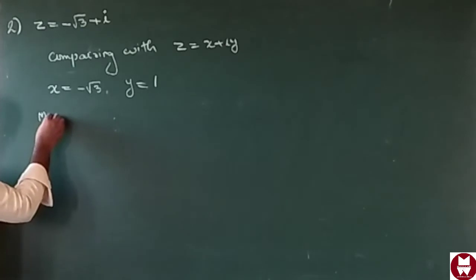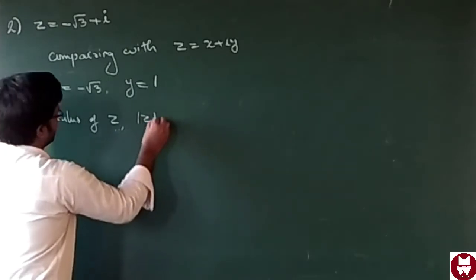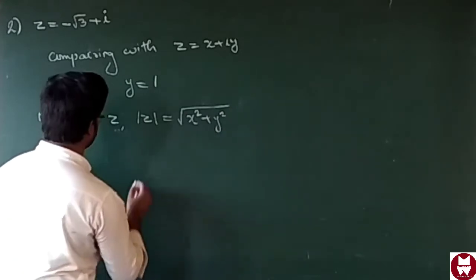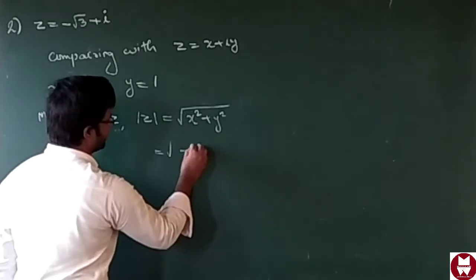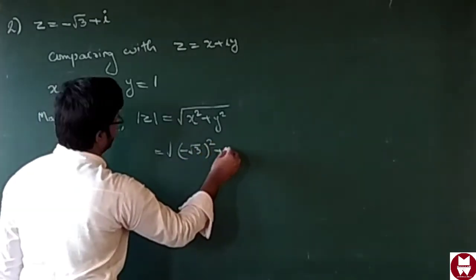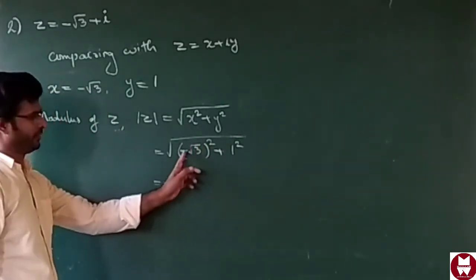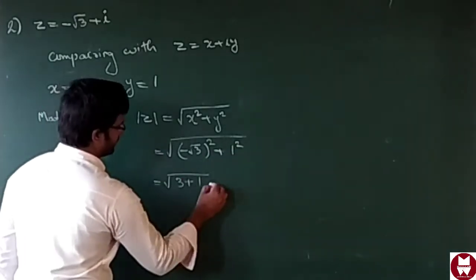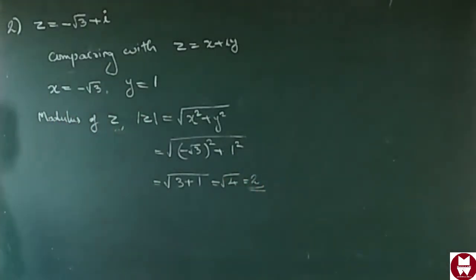Then modulus of z, you can write, modulus of z equal to square root of x square plus y square, equal to square root of minus root 3 all square plus 1 square. Minus into minus, root 3 square we can write 3, plus 1 square is 1, equal to square root of 4. Square root of 4 is 2. We got modulus of z, the answer 2.